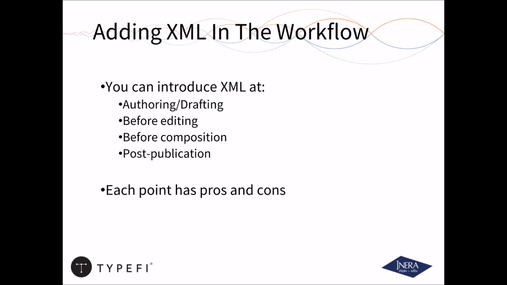If you want to add XML into your workflow, there are 4 key steps where you can add it. The first is at the authoring or drafting stage of a document. The second is after the authoring and drafting is done, but before you do any copy editing. The third is after you've done your editing of the material, but before you do your page layout. And the last is post-publication, meaning you take your final PDF file and convert it to XML.